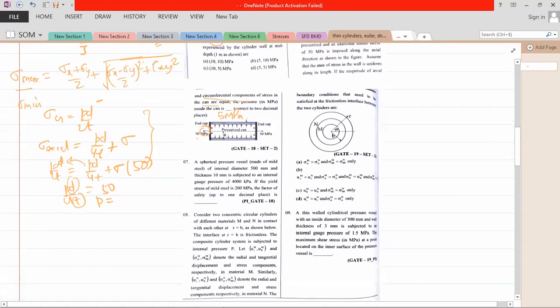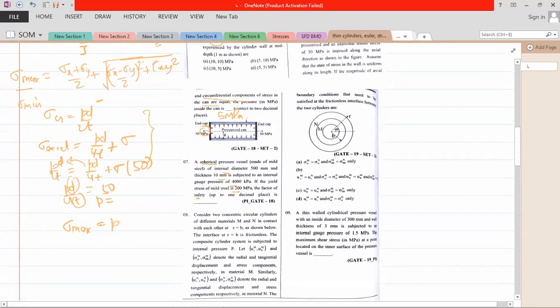Now in the next question, they have given a spherical vessel. So it is a fair problem. Internal diameter given, thickness given, and gauge pressure is given. Yield stress given. Factor of safety you need to find. So first of all, what is the maximum stress that can be in the body?